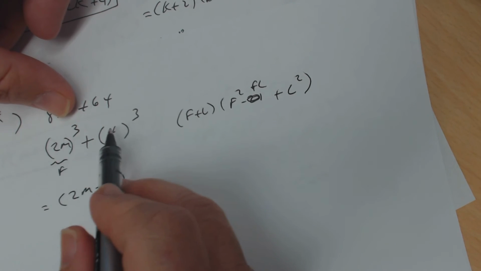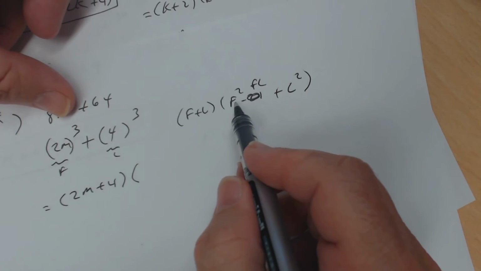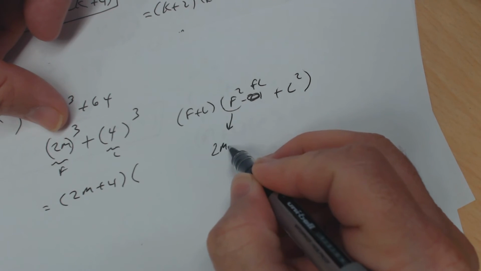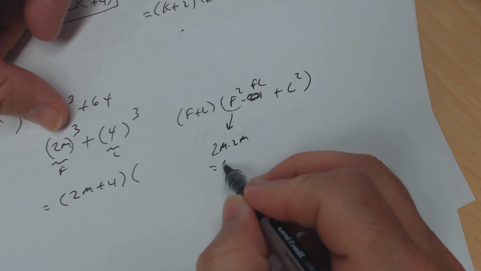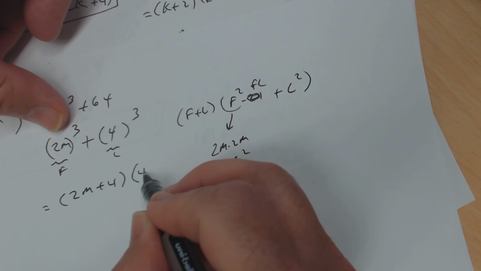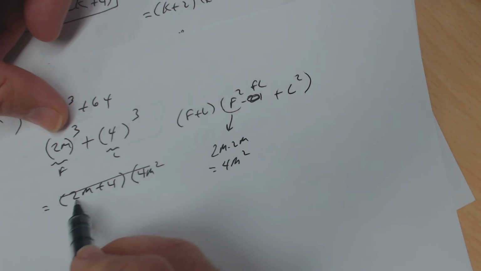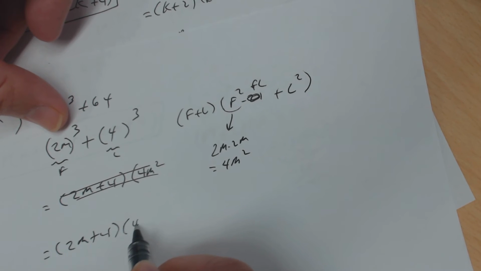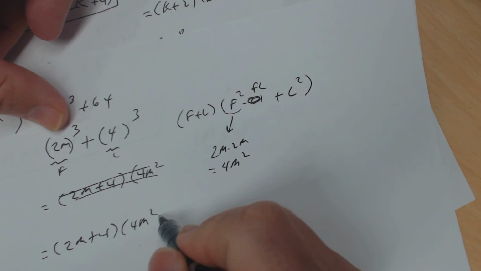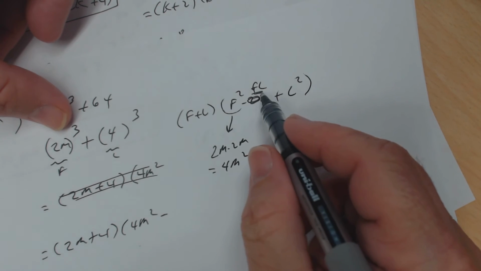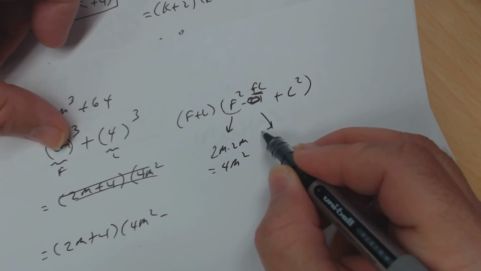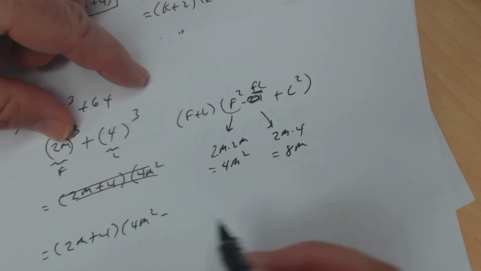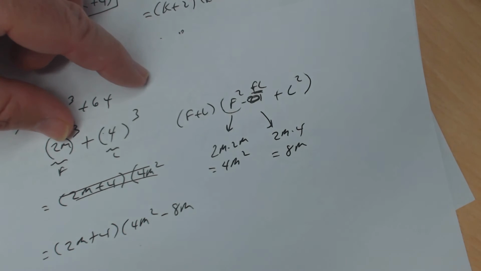So that's your F plus L, 2m plus 4, times, all right, now this says I take F and I multiply by itself twice. So I take 2m and I multiply by itself, and I get 4m squared. I'm going to need some more room here, so I'm going to just go down here. So it'll be 2m plus 4 times 4m squared. Now, minus, this says I'm going to multiply F and L together. So that means 2m and 4. So 2m times 4 is 8m. So that goes here, 8m.